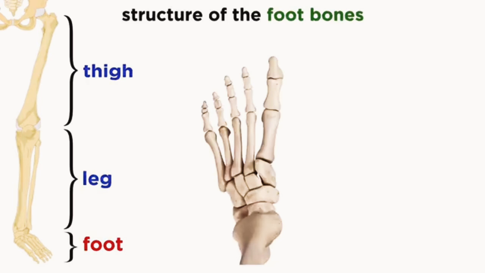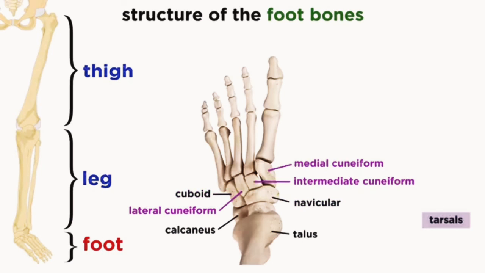Then we get to the foot, which is similar to the hand. We see the tarsus, made of 7 bones called tarsals. The biggest 2, the talus and calcaneus, make up the ankle. Then there is the cuboid, the navicular, and the medial, intermediate, and lateral cuneiform bones.